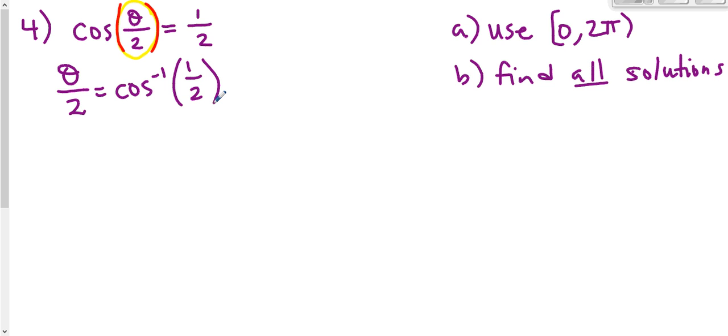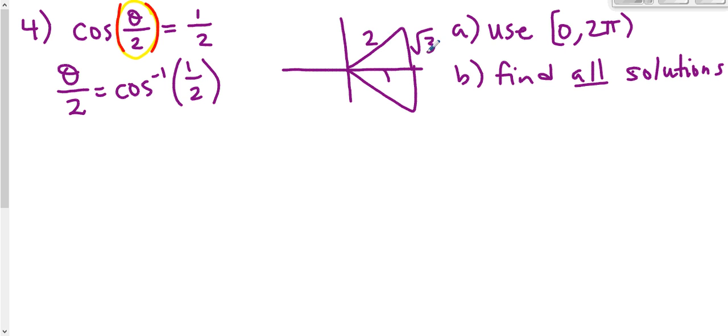Figure out where you are. So for cosine to be positive, we have quadrant 1 and quadrant 4. We have a 1 on the adjacent and a 2 on the hypotenuse, so square root 3 is the opposite. So we have a 60-degree angle. So our answers are, for the first time around the circle, we have pi over 3. That would be our 60 degrees. And we have 5 pi over 3. Is that right? Yeah. 5 pi over 3, that is our 300 degrees.